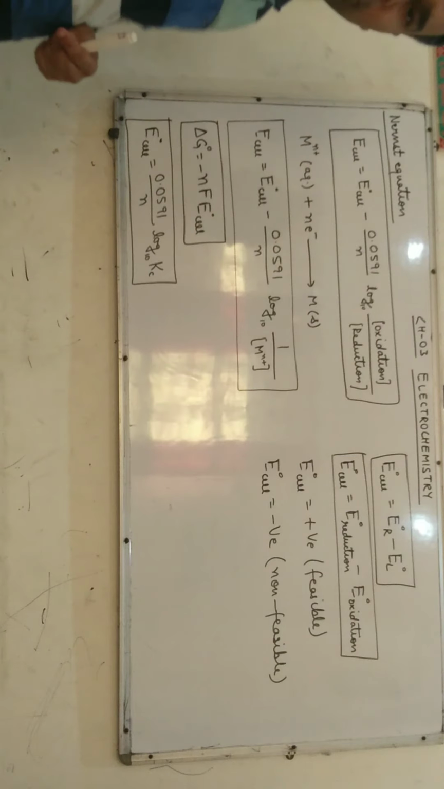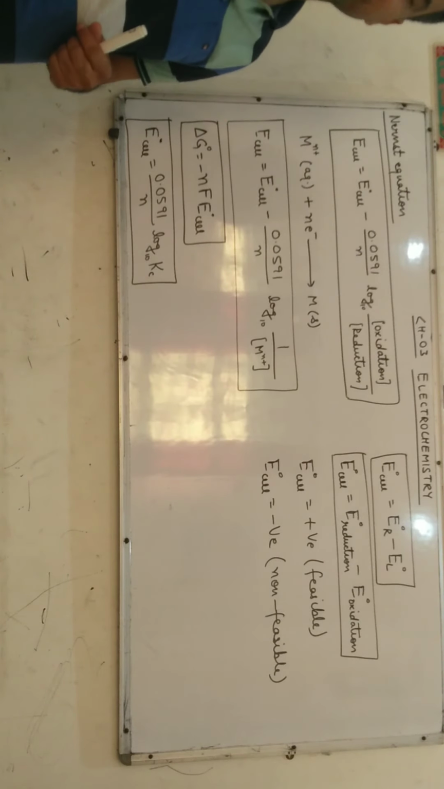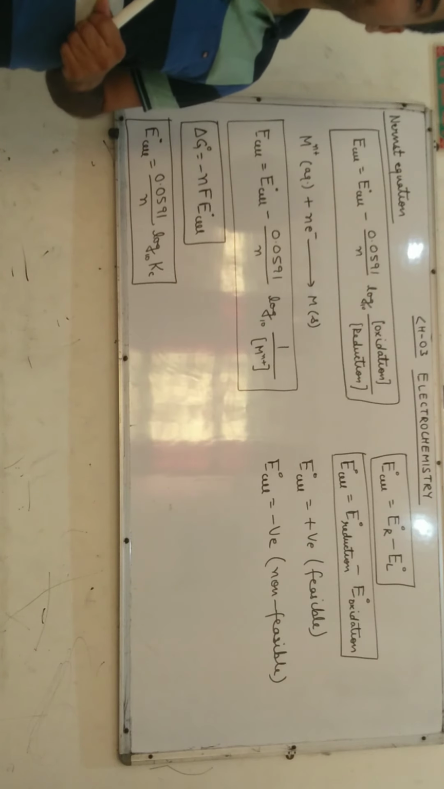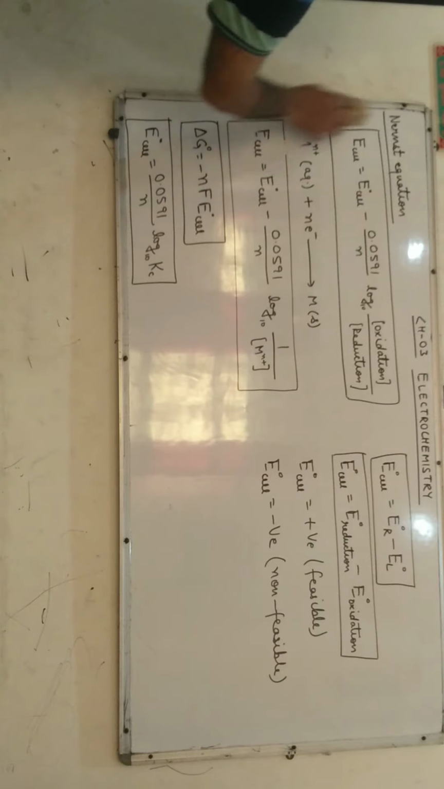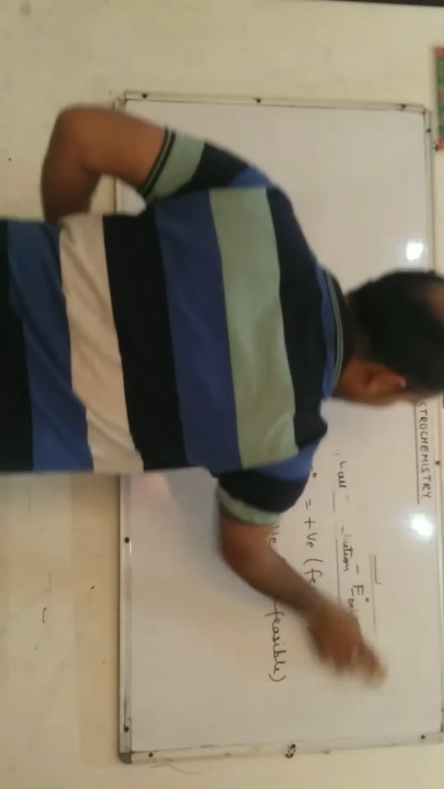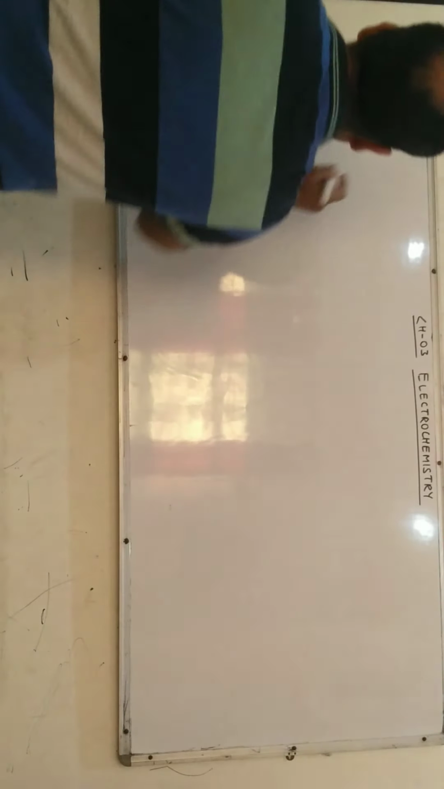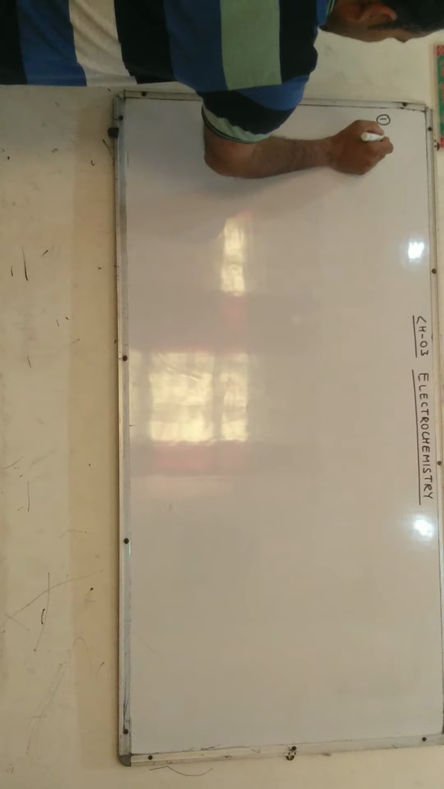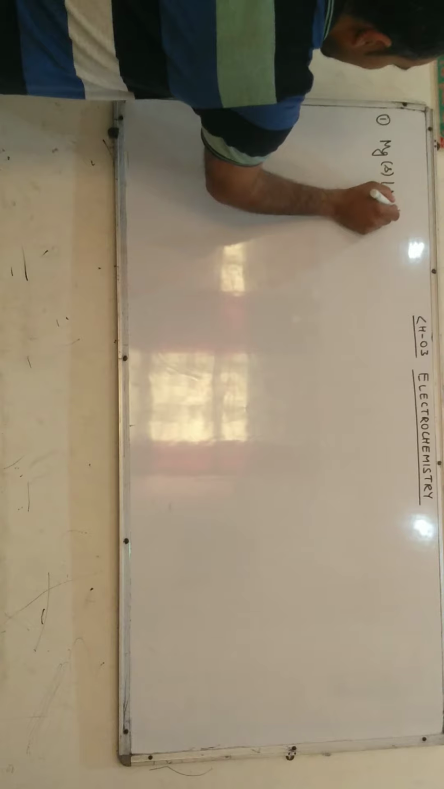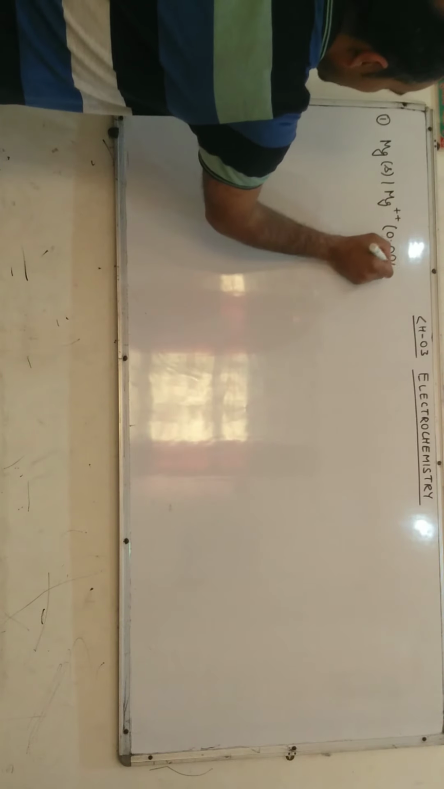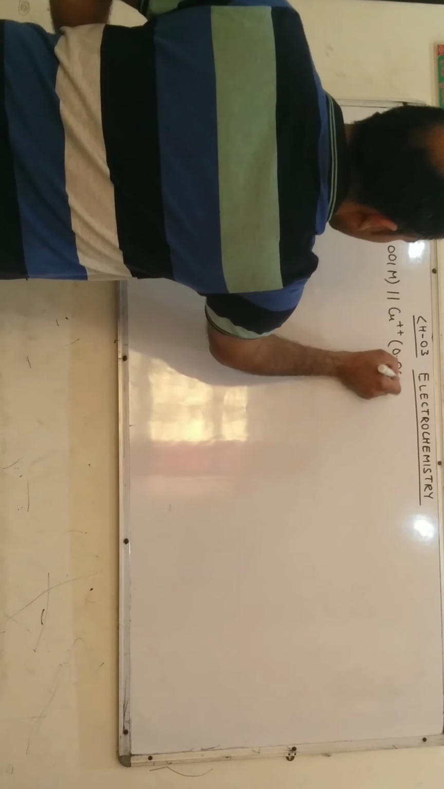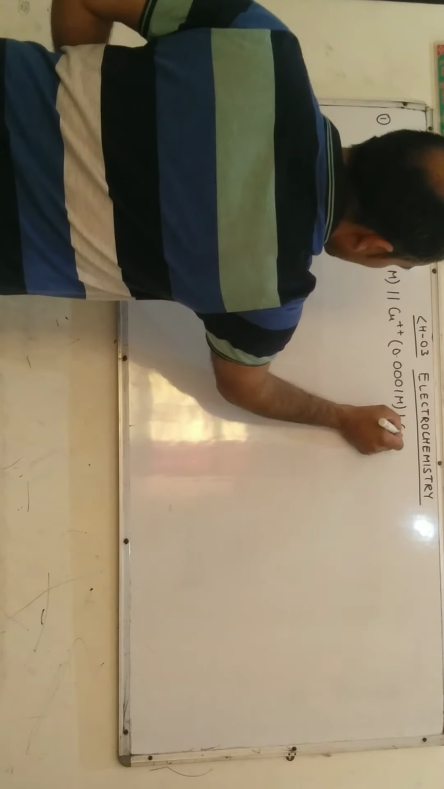Suppose it is NCERT question number 3.5 in which it is given: calculate EMF of cell and write the Nernst equation for the following cell reaction at 298 Kelvin. Now let us discuss the numerical based on this topic. Suppose we have to write the Nernst equation for the following cell: Mg solid, Mg double positive 0.001 M, salt bridge, Cu double positive 0.0001 M, Cu solid.